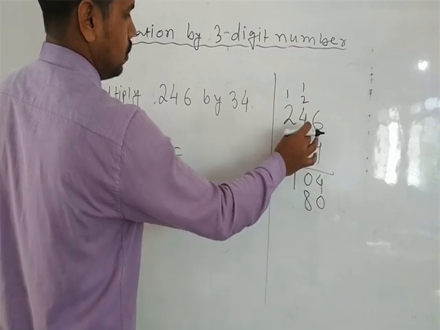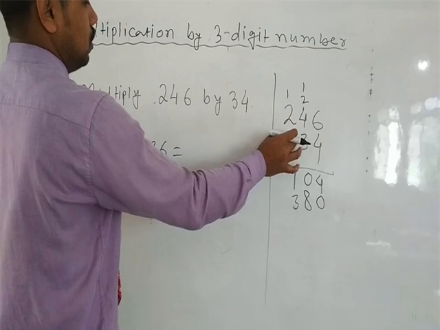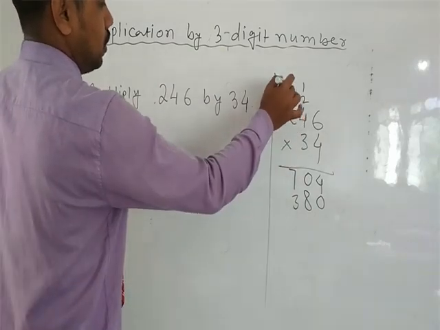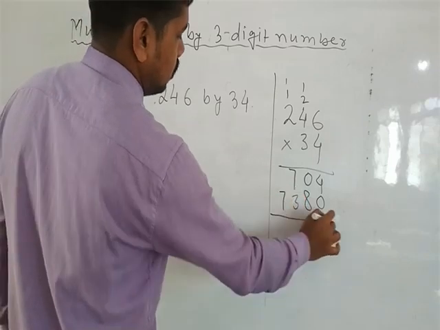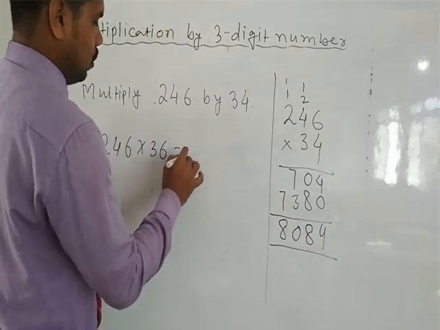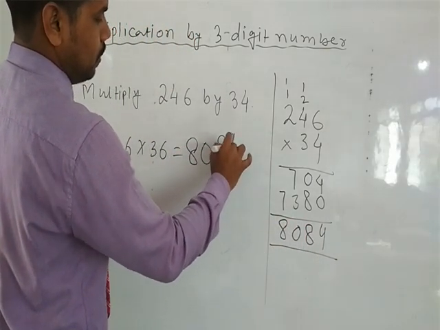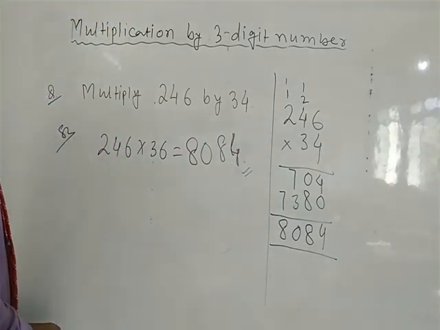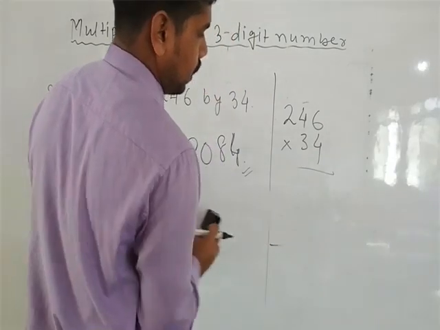Okay, 3, 1 carry, 1 carry here, so 7 again, so 4 8 0 8, so 8 0 8 4 will be the required product of these two numbers. Okay, no, this is not correct. Let's see again. You have done wrong here.